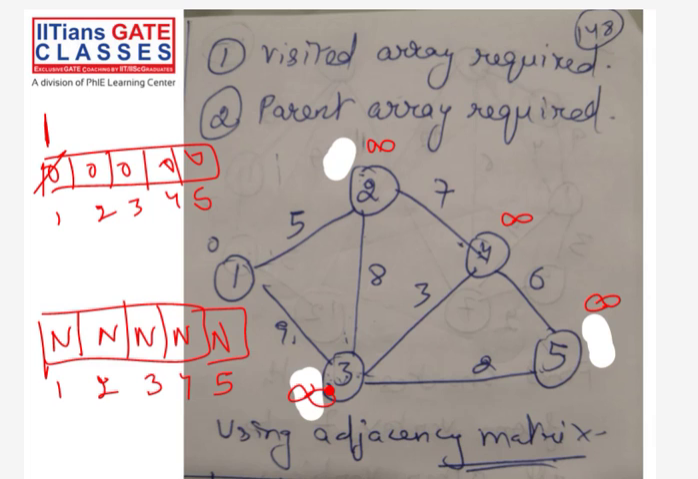So now from 1, the cost of going to 2 is 0 plus 5, which is 5. And the cost of going from 1 to 3 is 0 plus 9, which is 9. So this is modified, right? Now you have to find the minimum. So 5 will be the minimum. So you will visit 2 then, include this vertex in your single shortest path, and the parent of 2 would be 1.